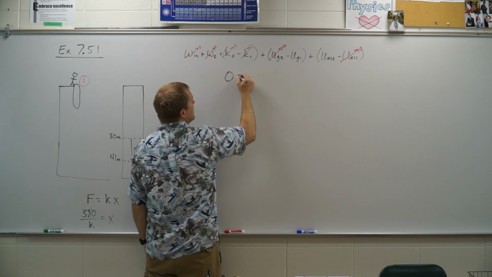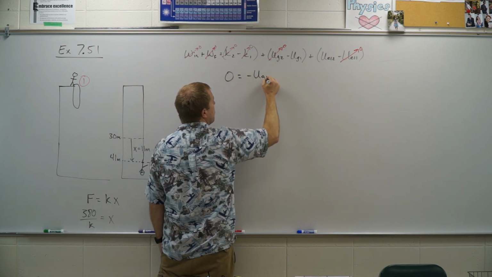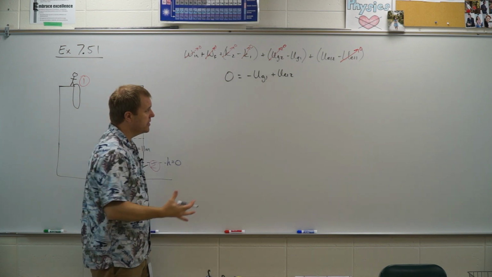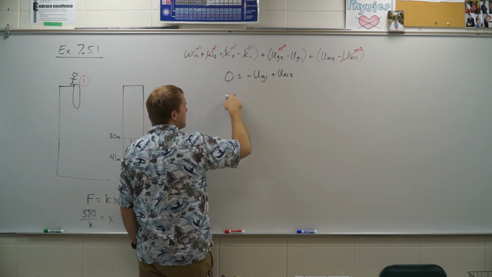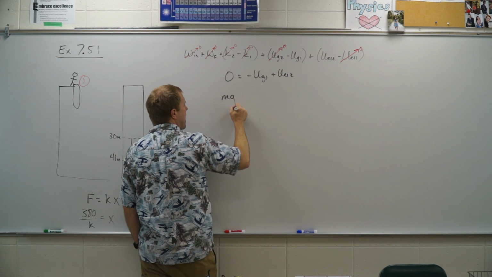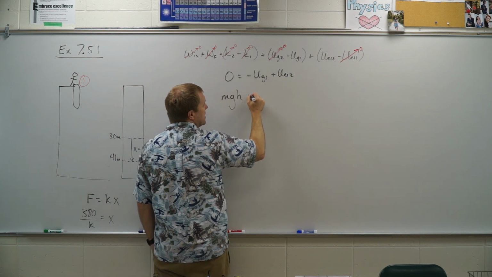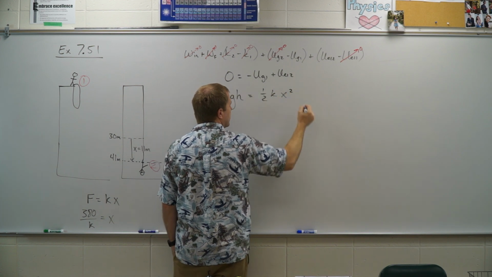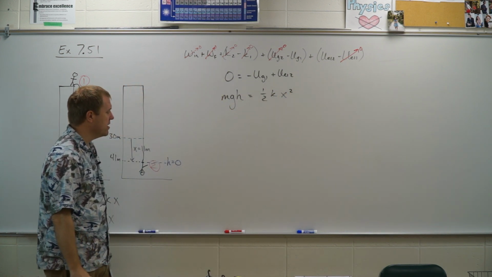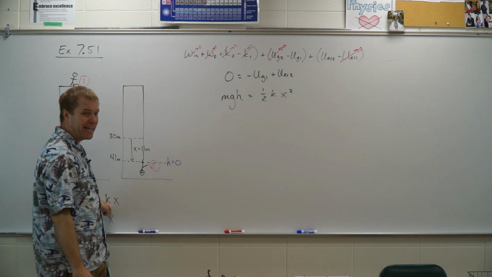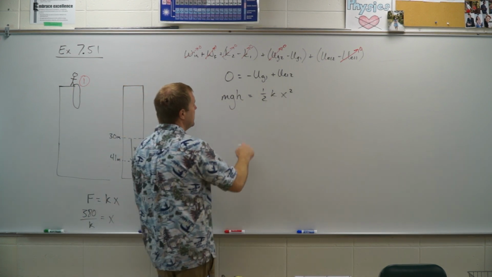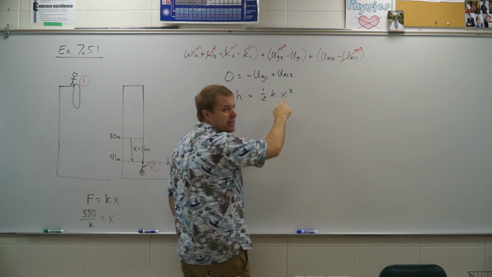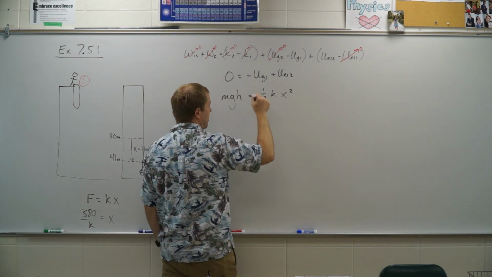So we have 0 equals negative U_G1 plus U_EL2. Let's get those on opposite sides and then substitute in. So I have mgh equals 1/2 kx squared. Let's clarify a few things. Our end goal is we're trying to find k, the spring constant. h is going to be my 41 meters and x is going to be my 11 meters. So let's solve for k.